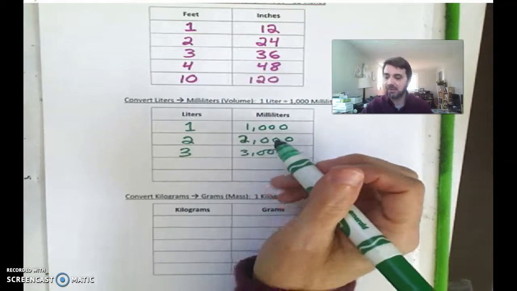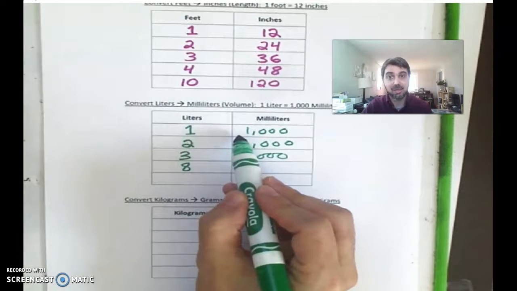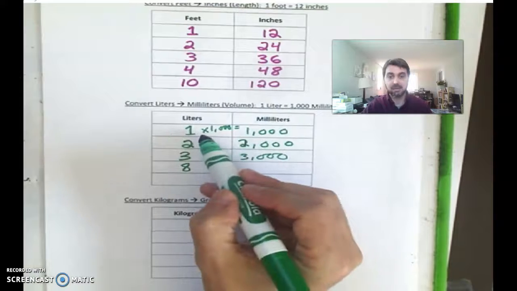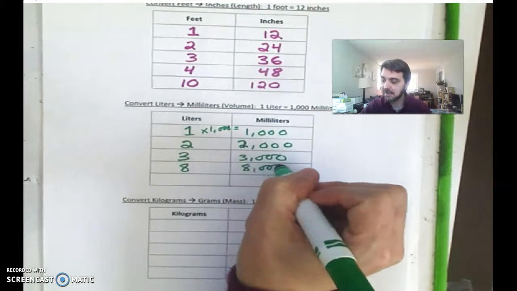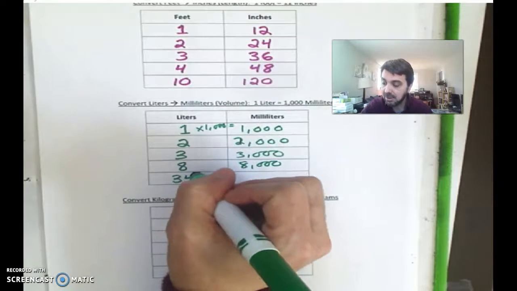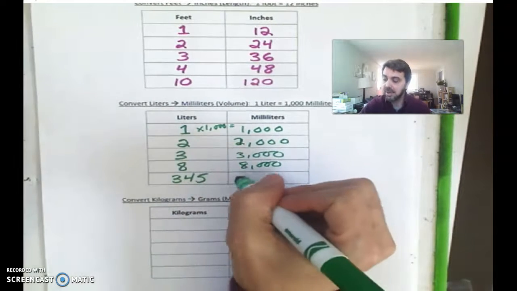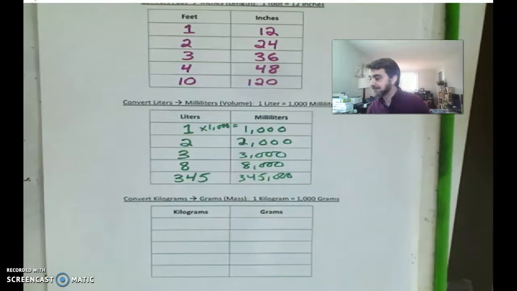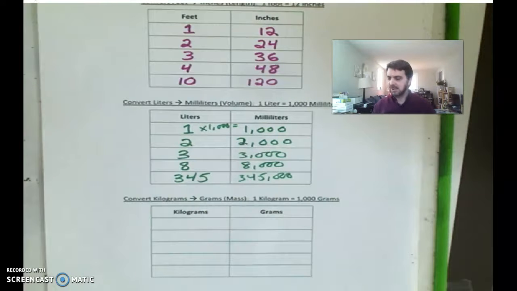What if we had like 8 liters? I think you can see that if you multiply the number of liters by 1,000, then you get the number of milliliters. So 8 times 1,000 would give you 8,000. If you had, let's say, 34 liters, or 345 liters of water, then you'd have 345,000 milliliters of water. I think you're starting to get the hang of this. So let's take a look at a few examples.